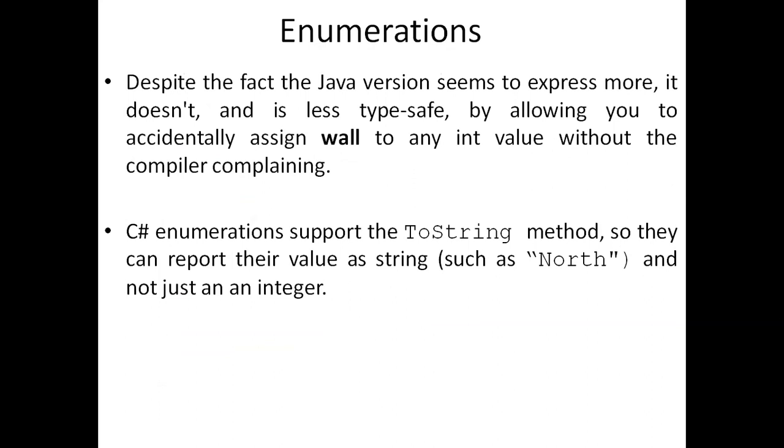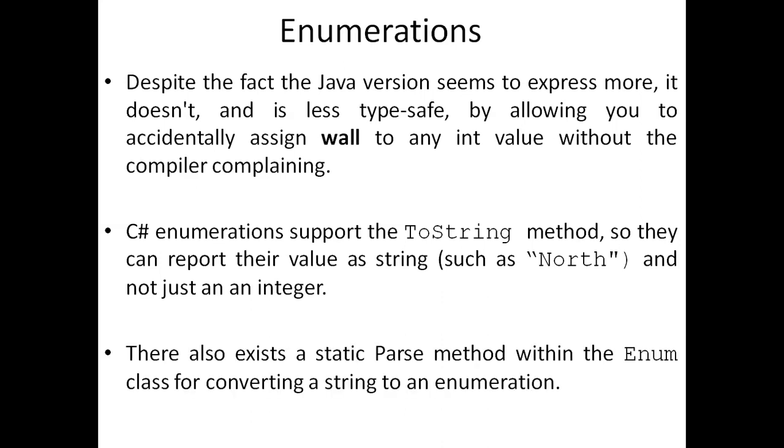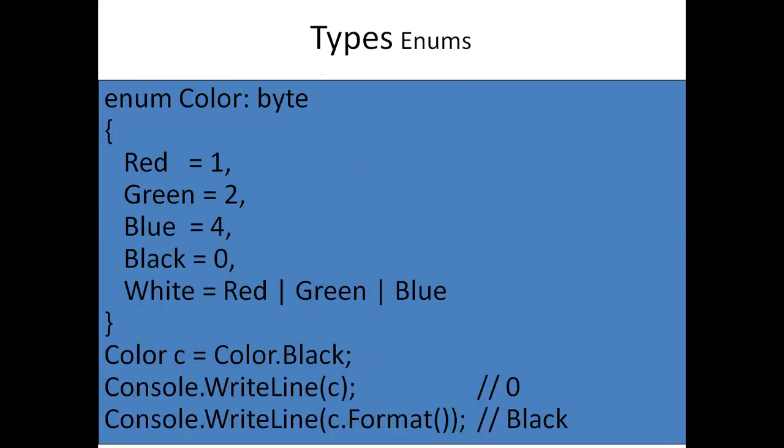Despite the fact that the Java version seems to express more, it doesn't, and it is less type safe by allowing you to accidentally assign a word to any integer value without the compiler complaining. So sometimes it creates a problem of type safety. And the C# enumerator type has a ToString method so that it can report its values as strings such as North, and not just an integer. So the same facts are given here, and these are the enumerator type.